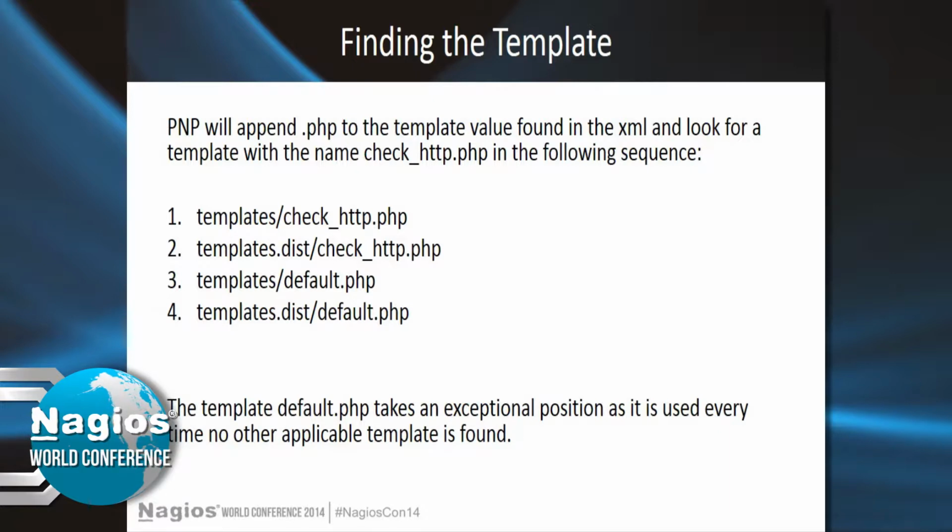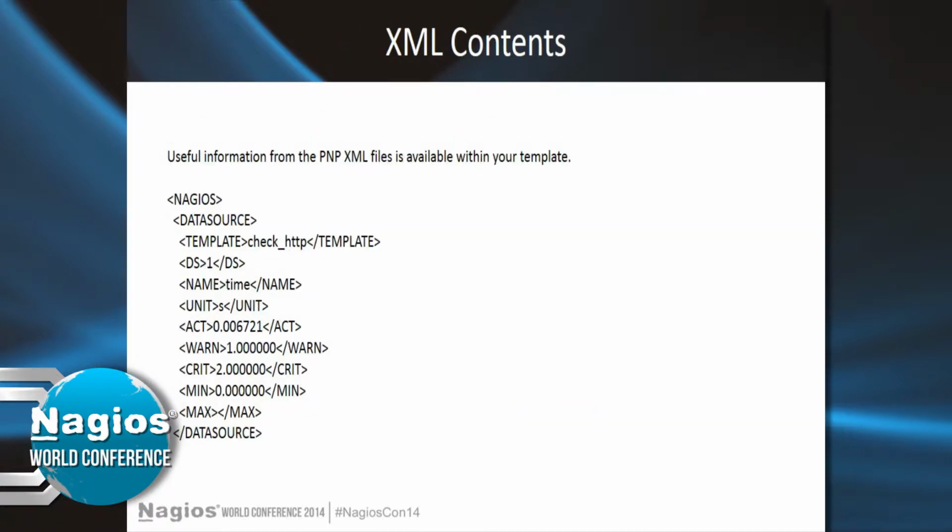If you run xi, the default's pulled from templates.dist always, and it ignores the one in templates. If you run PNP, other way around. Okay, this is an example of the metadata. It tells you what the last actual was, what units are being used, what the data source name is. All this information is available to you in the template.